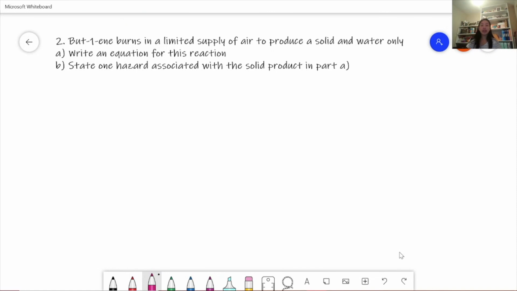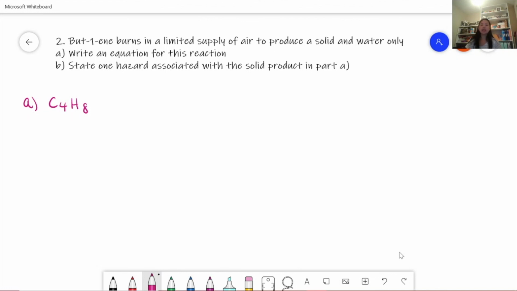Before I start on the second question, feel free to click off the video and try it for yourself first. So but-1-ene burns in a limited supply of air to produce a solid and water only. For A, write an equation for this reaction. So first we should write but-1-ene. In this case, we actually only need to write the molecular formula. So the molecular formula would be C4H8 because but stands for 4, so it indicates that there's 4 carbons, and the general formula for an alkene is CnH2n.